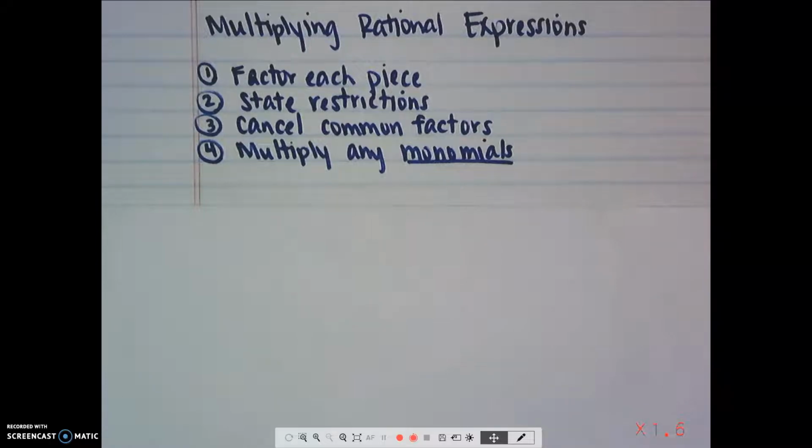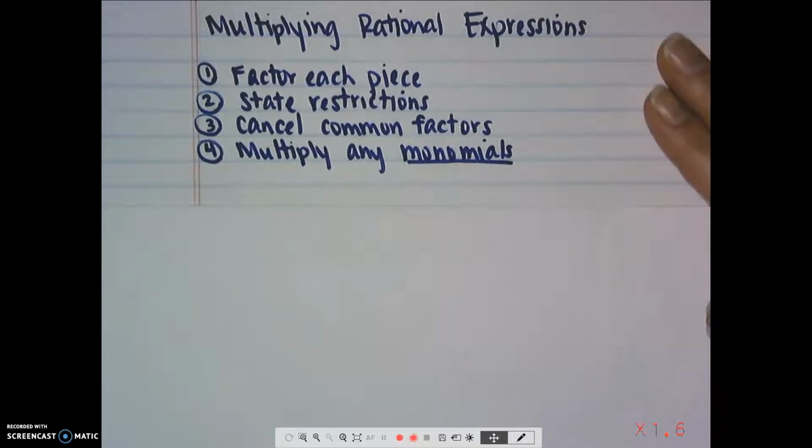Today we're going to be talking about multiplying rational expressions. So there are 4 general steps that we're going to follow. The first one is to factor each piece, just like we did yesterday with simplifying. Then we're going to state our restrictions. The next step, step number 3, is to cancel the common factors. And the last step is to multiply any monomials.